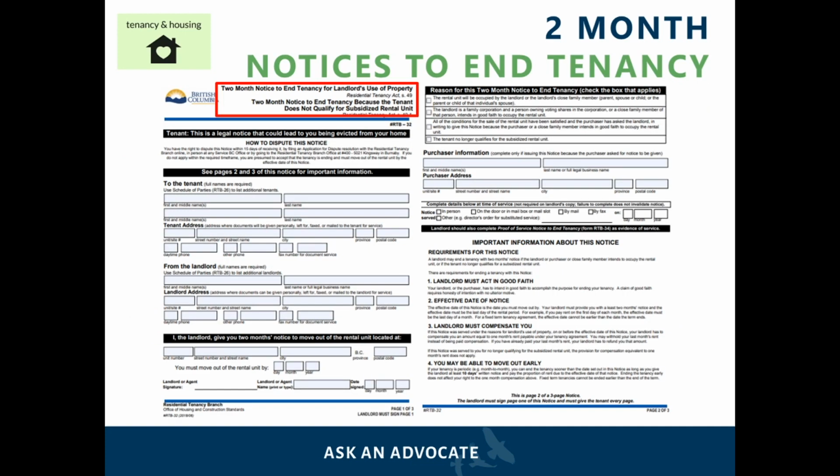A 2-month notice is a slightly larger document coming in at 3 pages with a list of reasons on the 2nd page. The landlord must check off a reason for the notice to be valid, and the tenant has 15 days to dispute that notice. It is important to note that when a tenant is issued a 2-month notice, one of those 2 months is free rent.